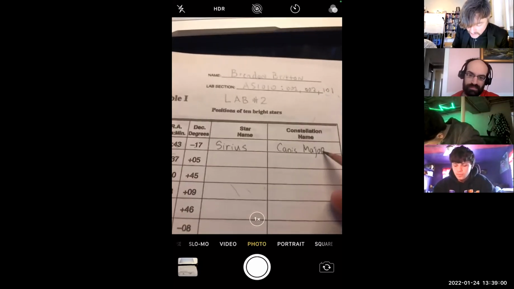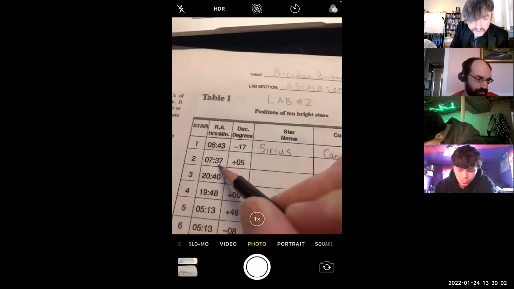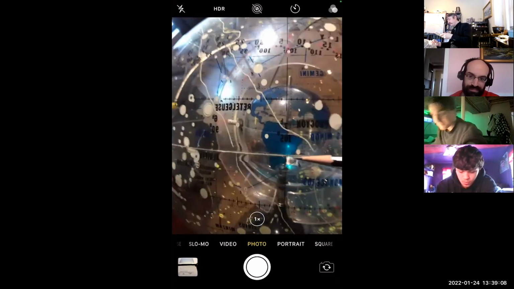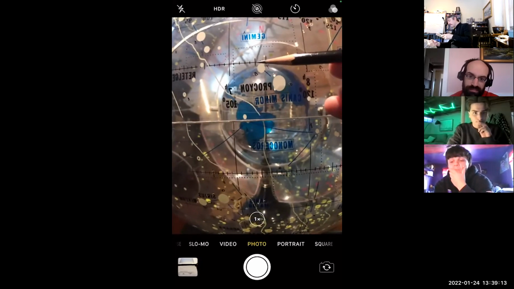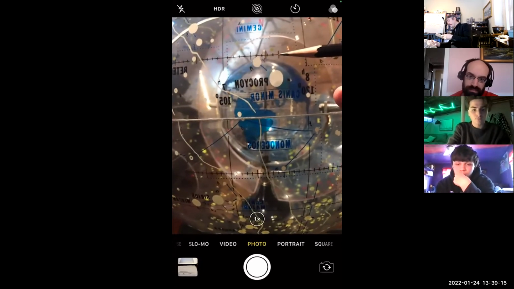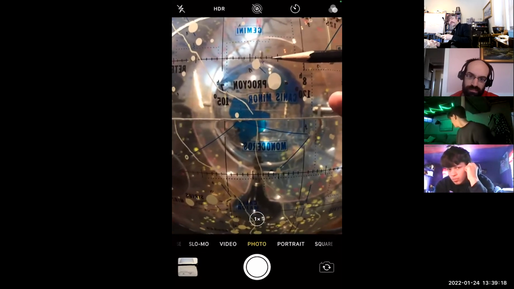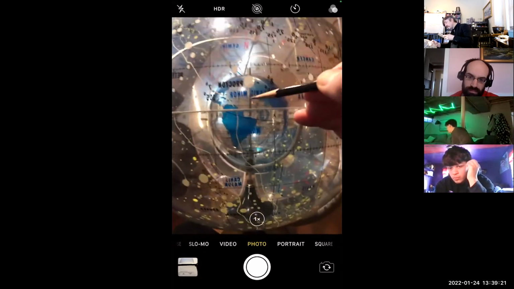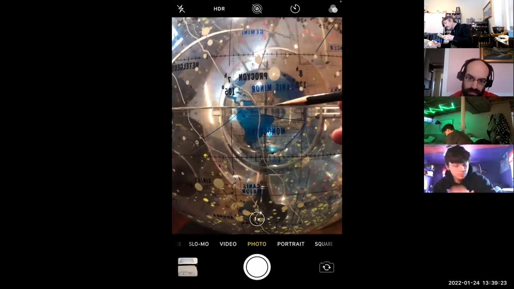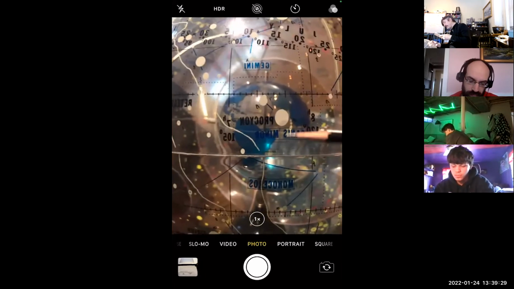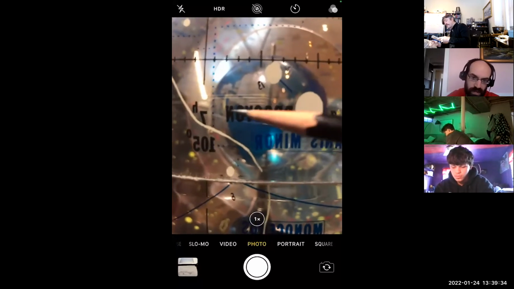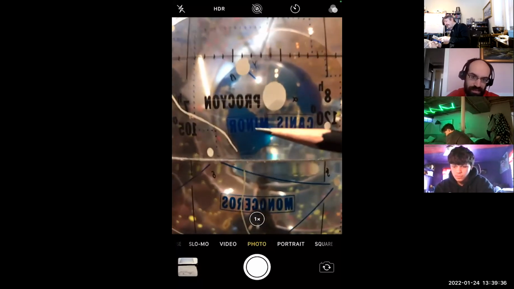All right, next up, 7 hours 37 minutes right ascension, positive 5 declination. So we're going to go to 7 hours. That's 7:20. That's 7:40. 4 minutes earlier would be 7 hours and 36 minutes. That's really close. So we should start here along this sort of longitude or this right ascension. Our declination is positive 5, so that's halfway up. And it looks like we have Procyon, and that's in Canis Minor.